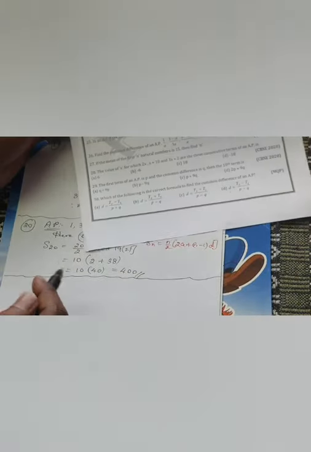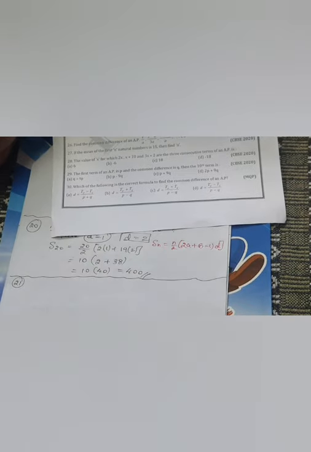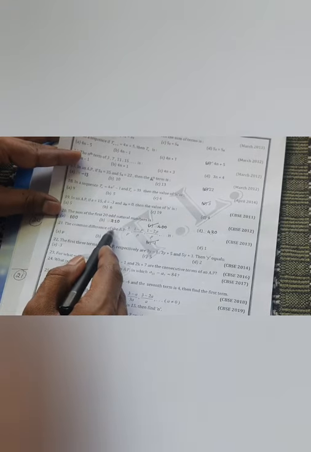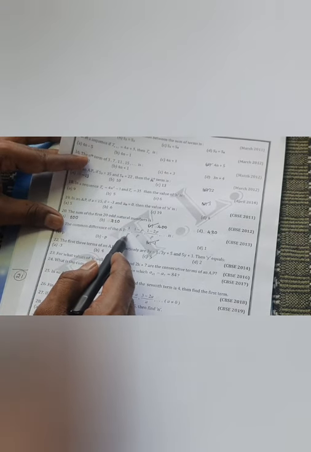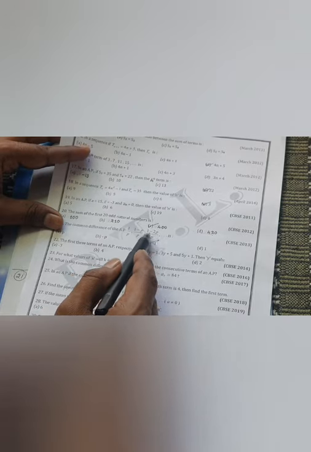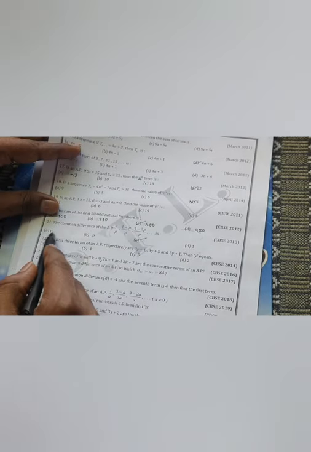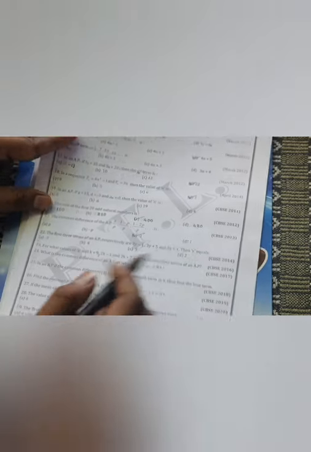Now let's move on to the next question, question number 21. The question is: the common difference of the AP 1 by p, (1 minus p) divided by p, (1 minus 2p) divided by p, and so on. This is quite a challenging question for one mark. The options are p, minus 1 and plus 1.